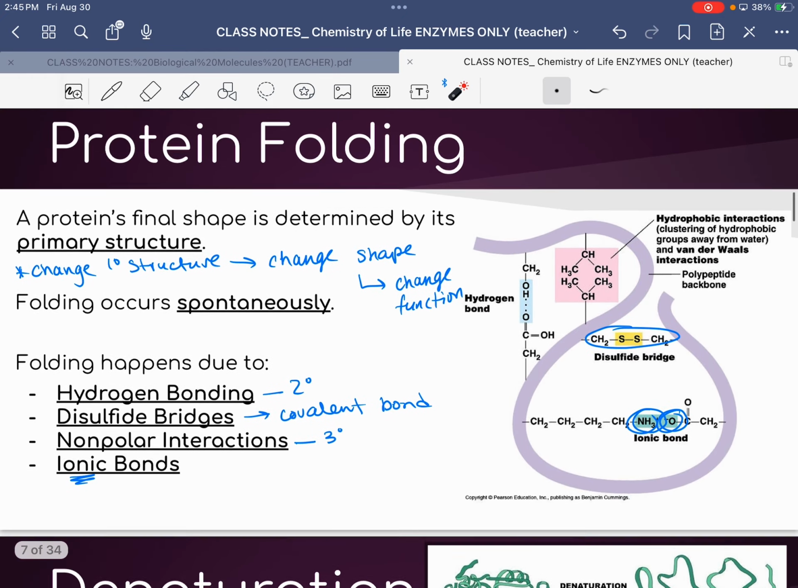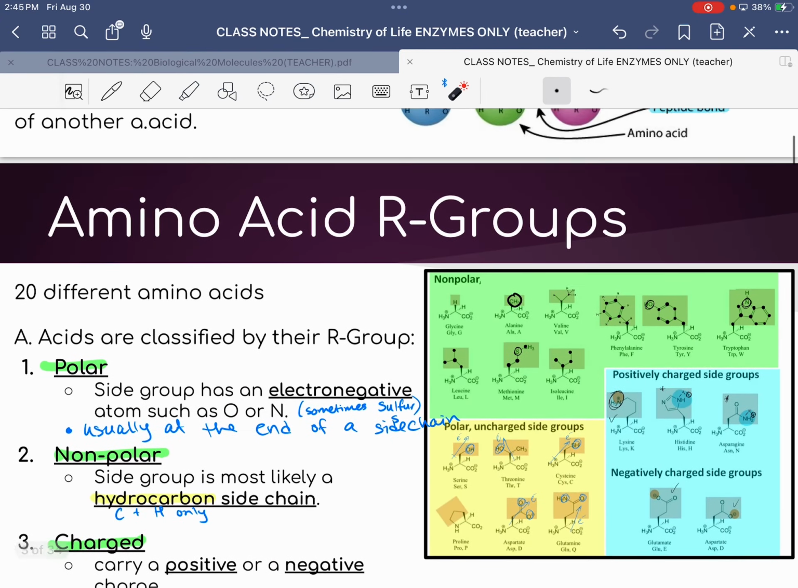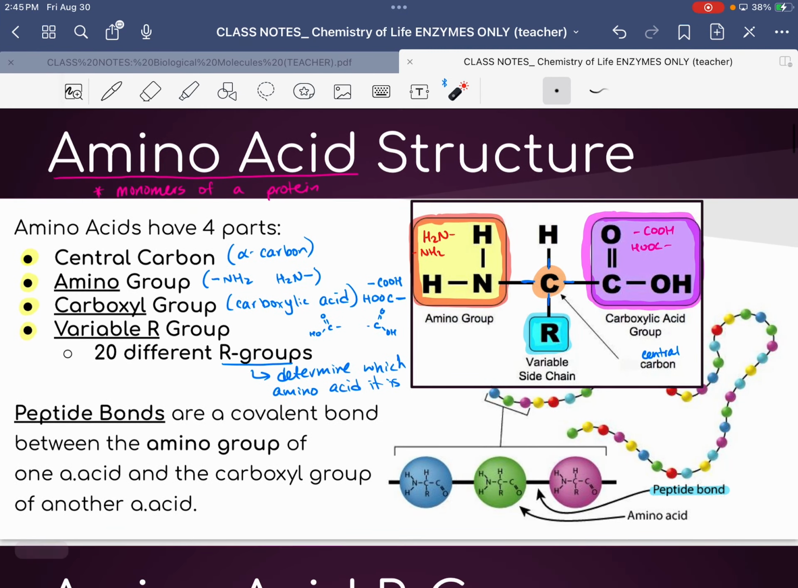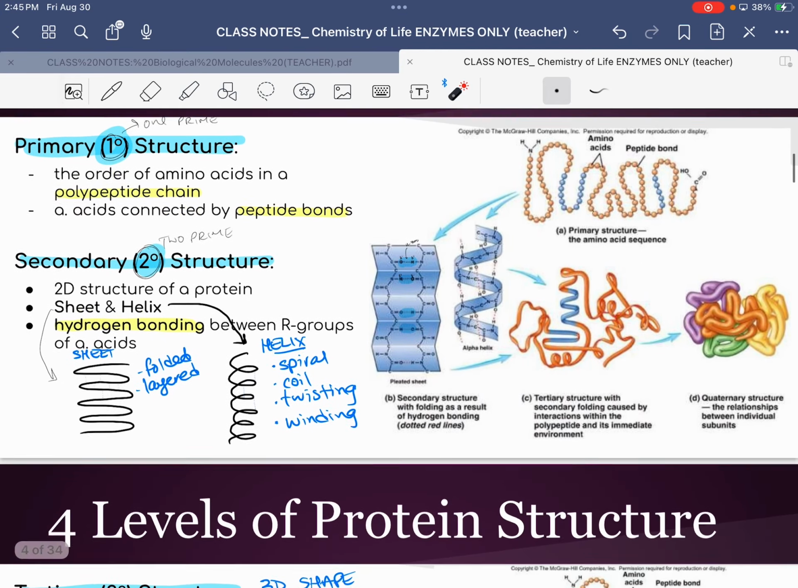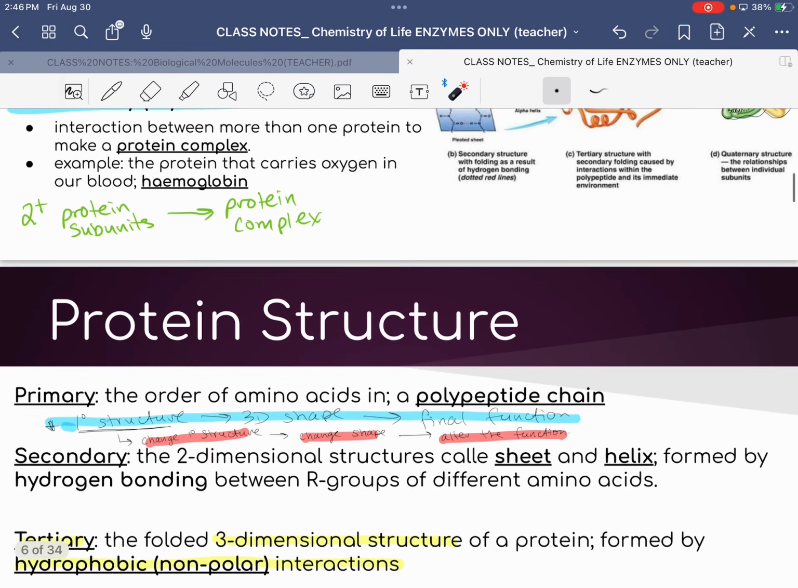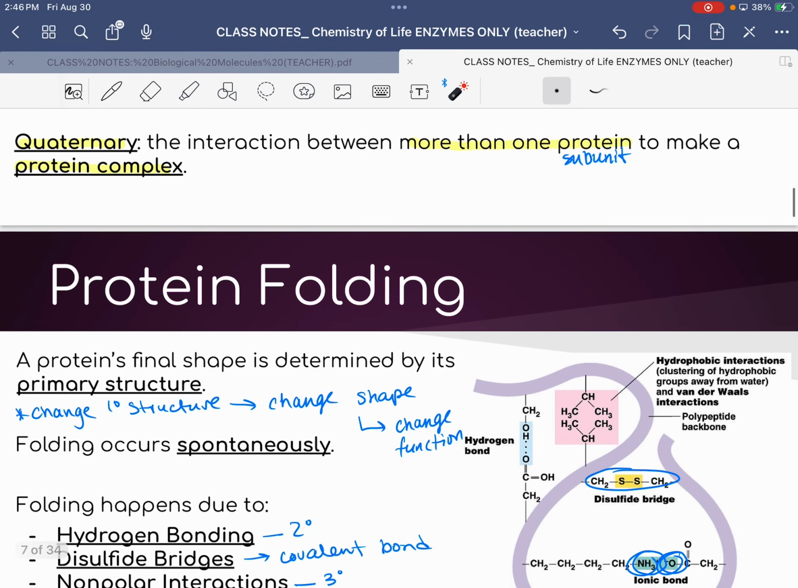We're going to carry on with our talk about enzymes. Last time we reviewed and went into a little more detail about the properties of proteins. We talked about amino acid structure, amino acid R groups, and the levels of protein structure. One of the things we ended with was this idea that if you change the primary structure of a protein, then you change the shape of the protein, and if you change the shape of the protein, then you change the function of the protein.